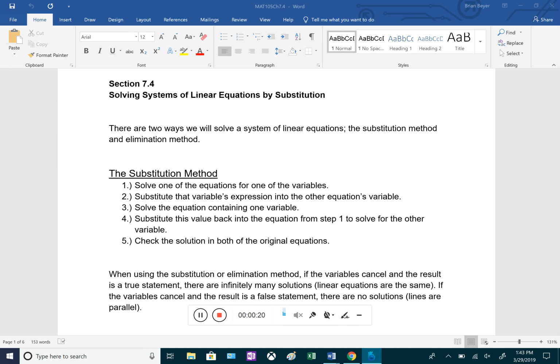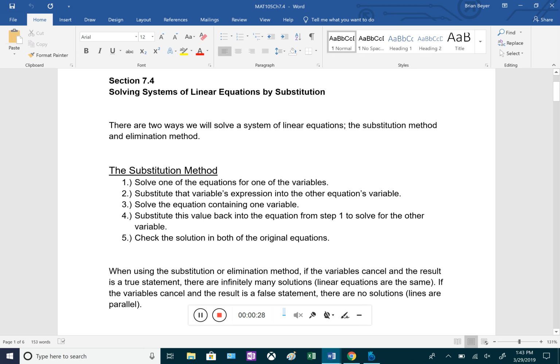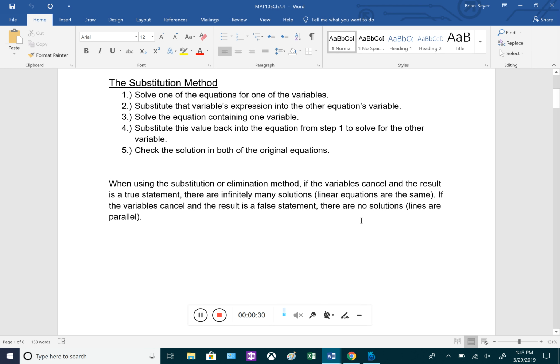There's two ways that we can do this. We can do it with the substitution method and the elimination or addition method. This section will be doing the substitution method. For the steps of the substitution method, we're going to solve one of the equations for one of the variables. Out of the four different variables in the two equations, we're going to solve for one of them. We want to pick the easiest one to solve for.